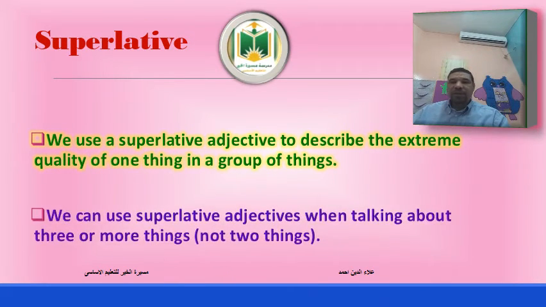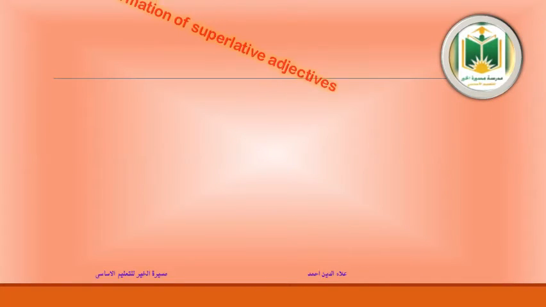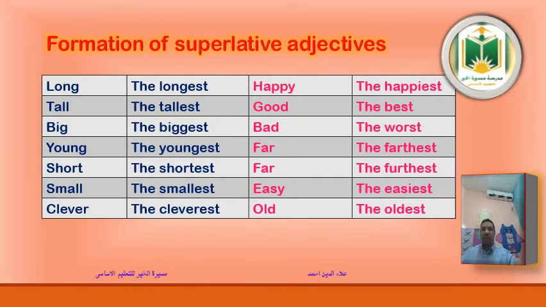Now, students, the second type of adjectives is superlative. Superlative adjectives. We use this type to describe the extreme quality of one thing in a group of things. We can use superlative adjectives when talking about three or more things, not two things. To form a superlative adjective, we use the before the adjective and we add est after the short adjective.